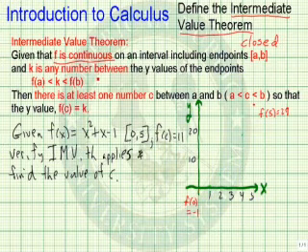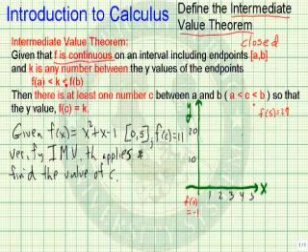And k is any number between the y values of the endpoints. K is between the function value at the beginning and the function value at the end. Then we know there exists at least one number c between a and b. C is between the two extreme x values, so that f of c, the y value, is between the y values.